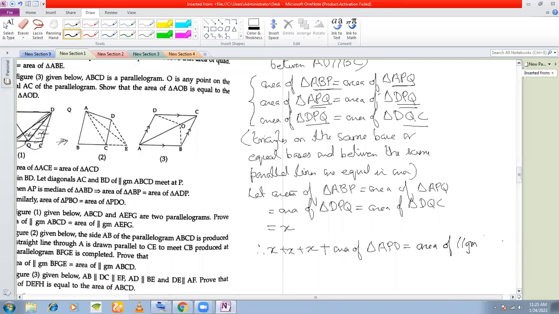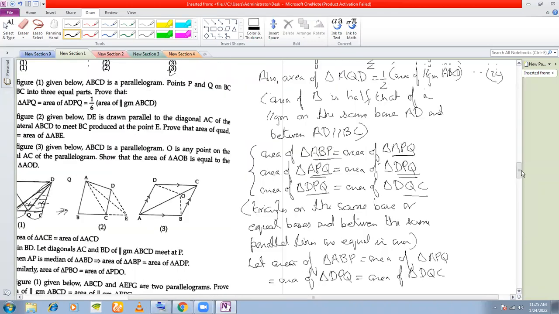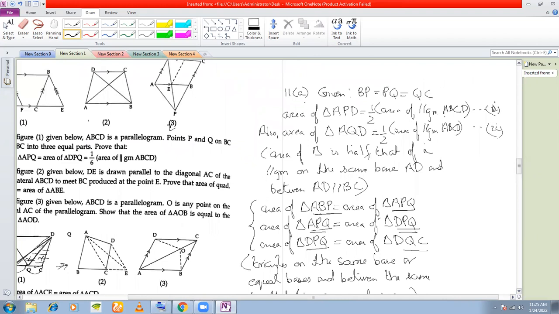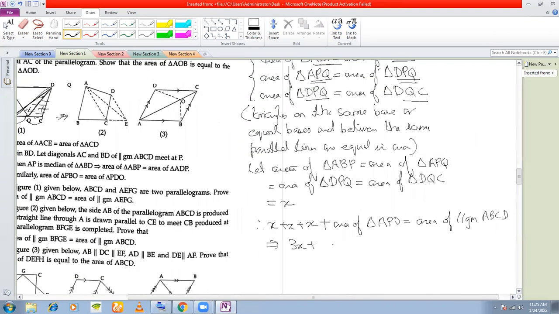Right? That means we get 3x plus, and what is the area of triangle APD? It is equal to half of parallelogram ABCD, isn't it? So here I can write half the area of parallelogram ABCD is equal to the area of parallelogram ABCD. You agree with me?